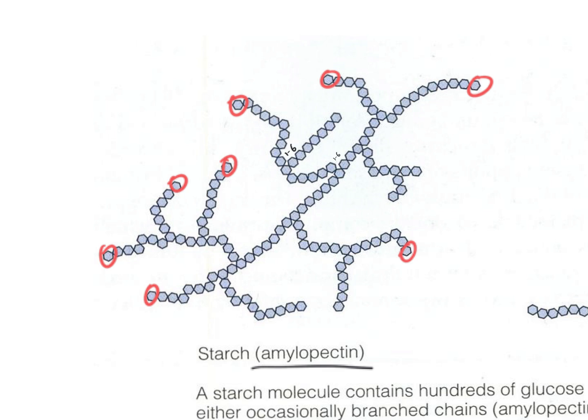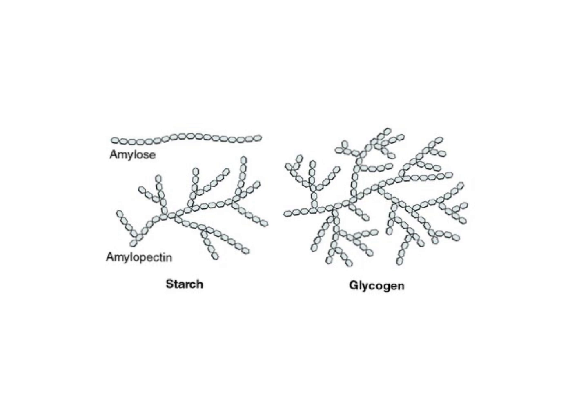Now, starch is found in plants, and plants don't really have a really high respiratory requirement. Animals need a lot more glucose molecules to be released in a shorter period of time because we have a higher metabolic demand. Plants store excess glucose molecules as starch, which is a mixture of amylose and amylopectin. Animals store extra glucose as glycogen.